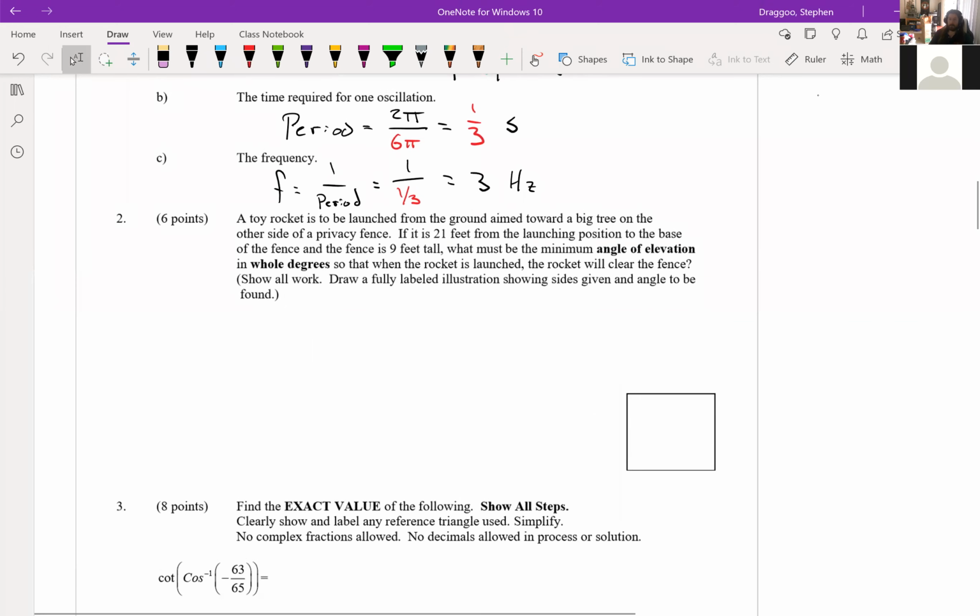All right, problem 2. A toy rocket is to be launched from the ground and aimed toward a big tree on the other side of a fence. It's 21 feet from the launching position to the base of the fence, which is 9 feet tall. What is the minimum angle of elevation required so that when the rocket is launched, it'll clear that fence?